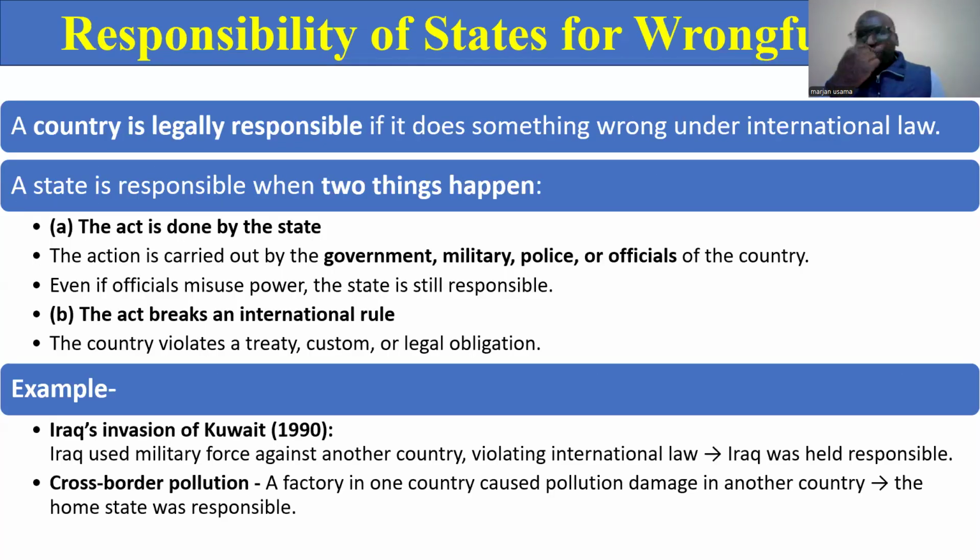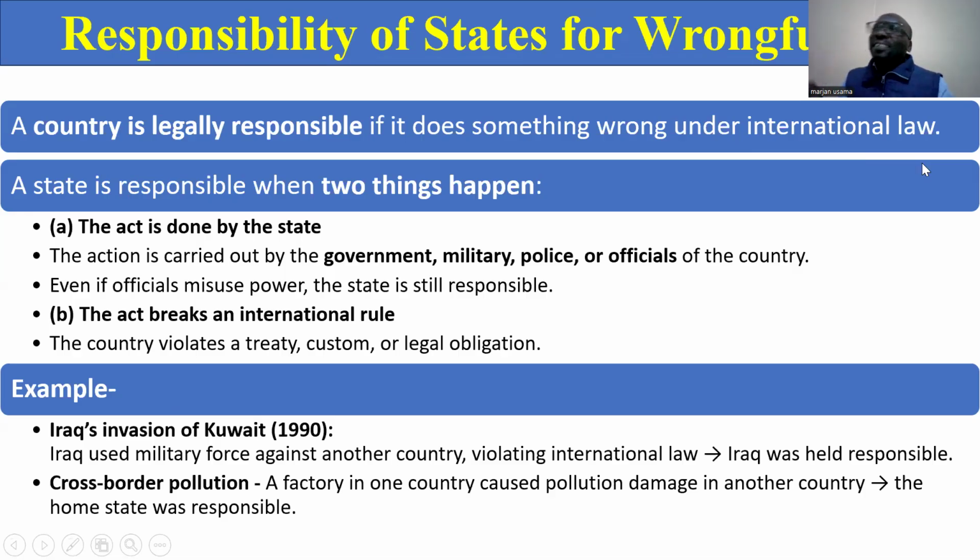Okay, number 2, responsibility of states for wrongful acts. For example, today, if a country does something that is wrong, what should happen? Or how can you determine if a country has done something that is wrong? So a country is legally responsible if it does something wrong under international law.